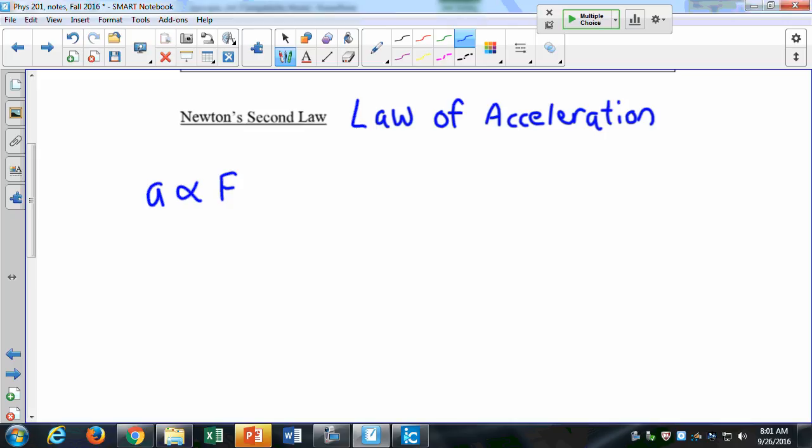So if I give a force, a push or a pull, that's going to cause it to accelerate. If I give a bigger push or pull, that's going to cause it to accelerate more. The acceleration is inversely proportional to the mass. So if the mass is bigger, I'm going to accelerate less, given the same force. And so we can put these together, and I get a equals F over m, or as we more commonly write, F equals ma.